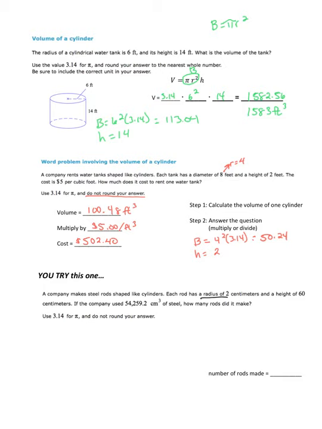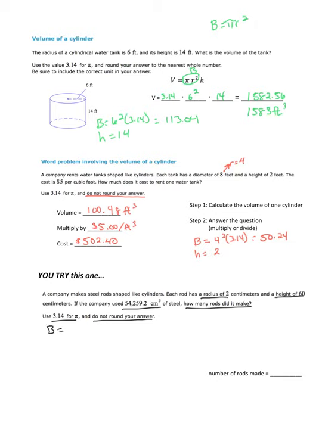All right, I underlined radius of 2 centimeters, height of 60 centimeters. Company uses that much steel. How many did it make? 3.14, do not round. So I've underlined everything I need. I've got the radius and the height. Let's try it.